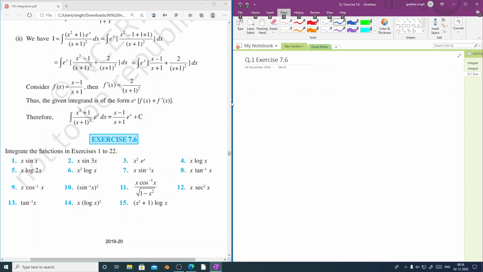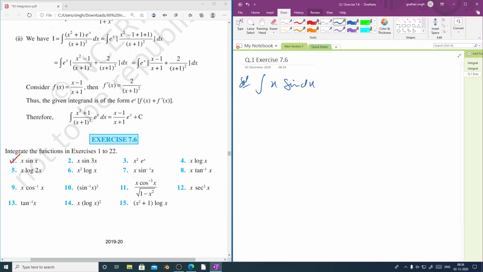Question 1, exercise 7.6. So we have to integrate x sin x, and here two functions are being multiplied, so we'll use integration by parts. So first of all, let us write down this question. Integrate x sin x dx. Solution 1.